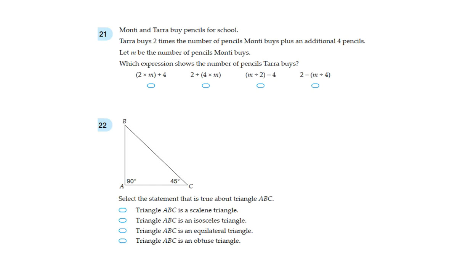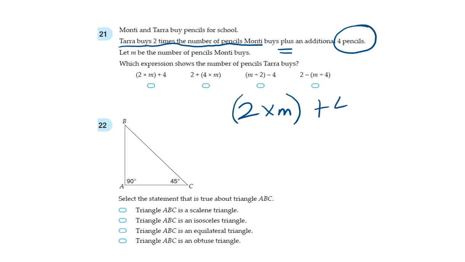Okay, so M was the number of pencils Monty buys, and we know that 2 times M will be the first thing we write down because Tara buys twice as many pencils as Monty. So 2 times M, and then we add on another 4 pencils. So plus 4. A is our answer.